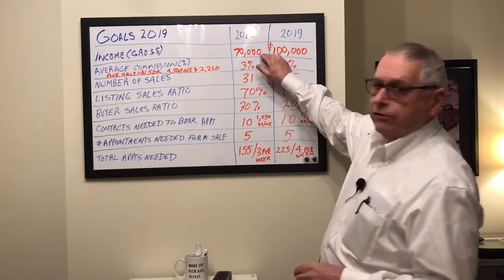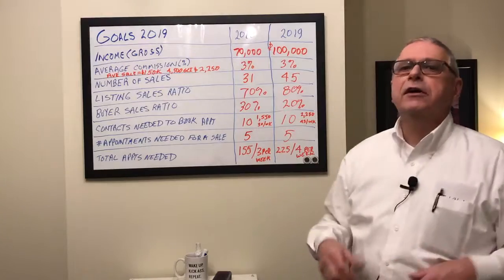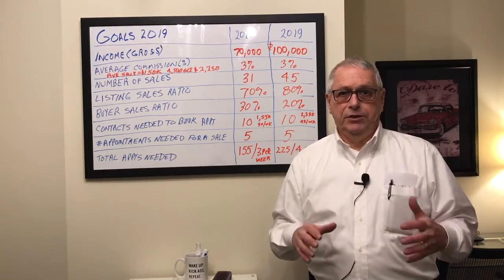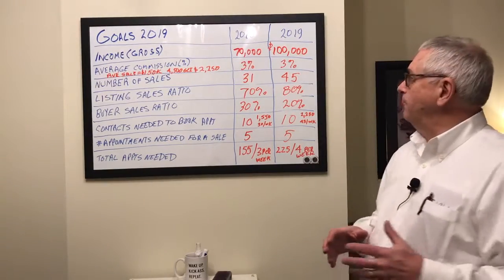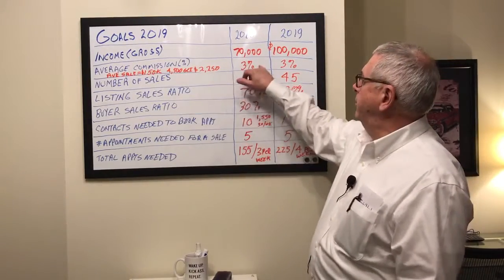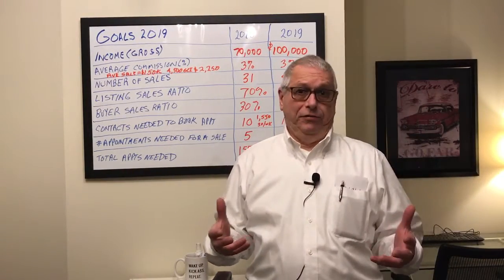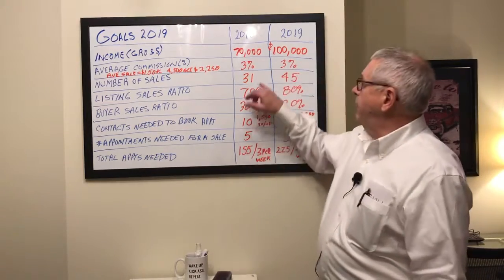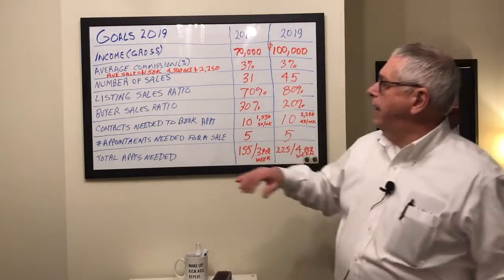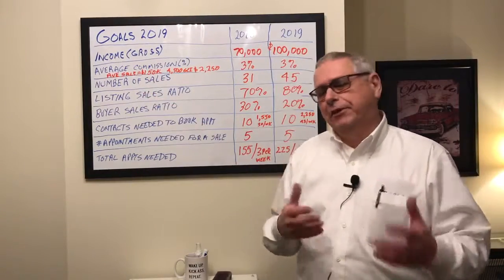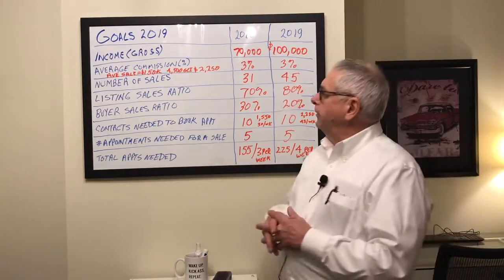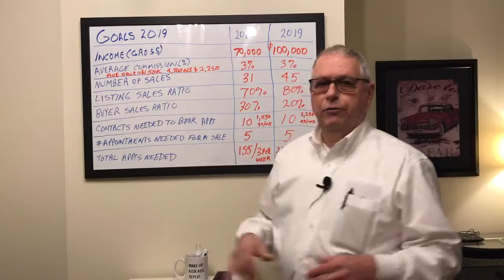So let's say, just for the sake of argument, that you earned $70,000 in gross commission income last year. And let's say that your average commission last year worked out to be 3%, and you had 31 sales last year. If we do the math on that, your average sale is around $150,000, and your average gross revenue is $4,500.